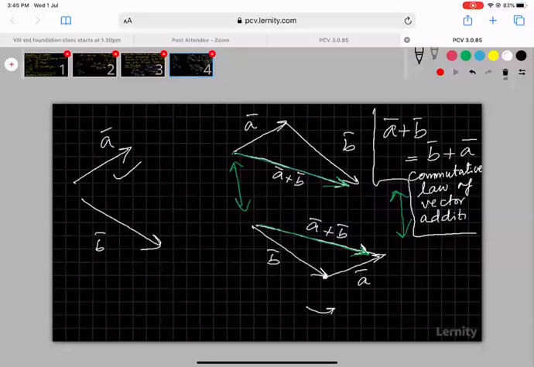It does not matter in which order you add vectors, it will all be the same total ultimately. Whatever order you add vectors in, you'll always get the same resultant. Understood this? This is called addition of vectors.